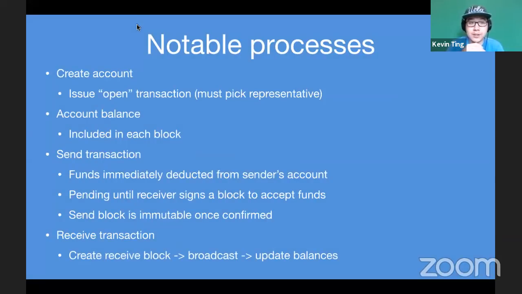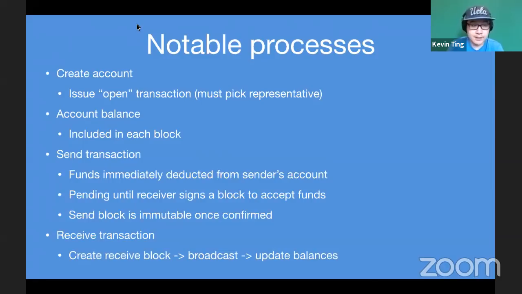Now I want to walk through some notable processes in Nano. What can you do with your coins? What transactions happen? What steps do you have to take? The first thing you do is create an account, and to do so, you issue an open transaction. At that time, you also pick a representative. I'm not going to touch on what a representative is until a later slide. Your account balance is also included in each block, like I said earlier.